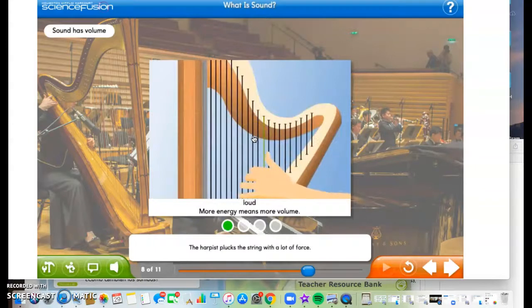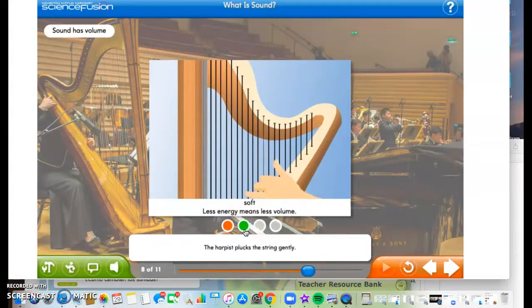The harpist plucks the string with a lot of force. The string vibrates over a large space. The sound is loud. In other words, it has more volume. Click play for an example of less volume.